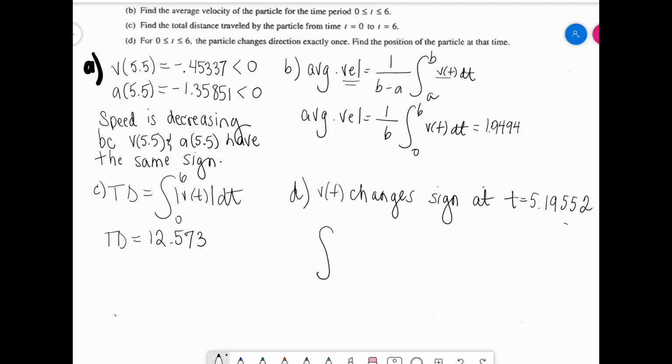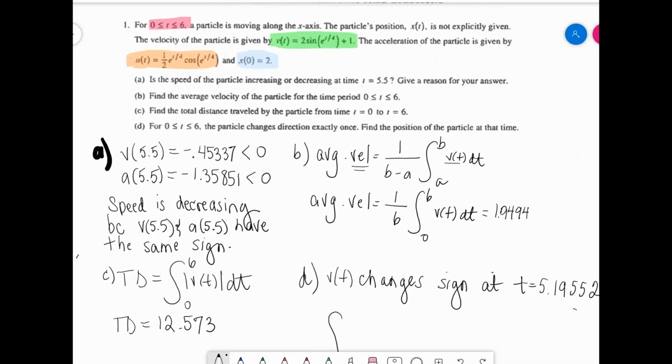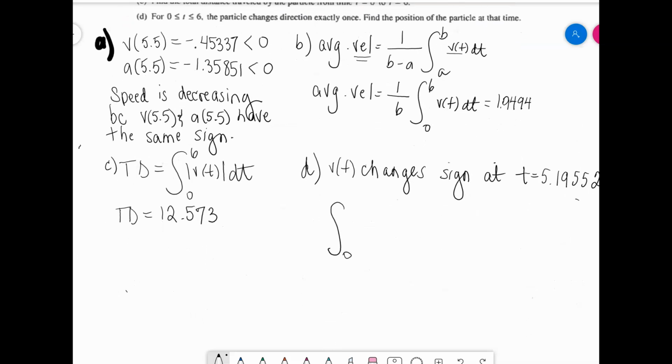So to determine the other position, we actually have to integrate using one of the known pieces of information, which was all the way at the top here, highlighted in blue. The position at 0 was 2. So we're going to use the position at 0 down here as the bottom limit of integration, and we're looking for what is the position at that 5.19552. So if we integrate velocity from 0 to 5.19552, it gives us our displacement or our change in position.